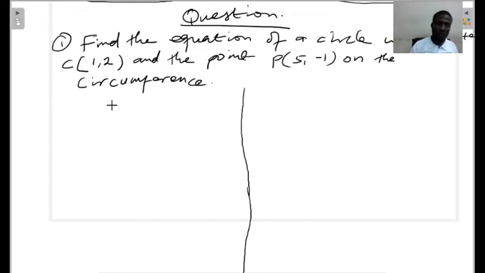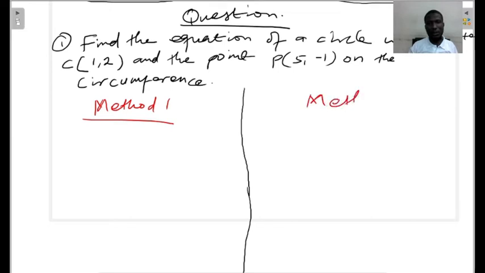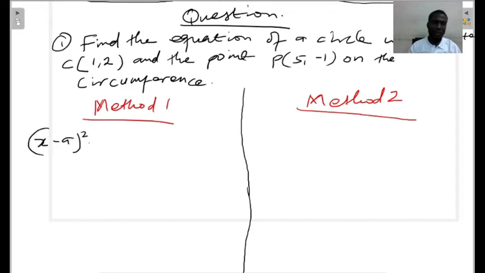So let me call the solution with the equation in the standard form method 1, and let me call this one the general form method 2. Alright, so it will be very important for us to quote the equation in the standard form as x minus a all squared plus y minus b all squared equals r squared, where a and b are the coordinates of the center of the circle and r is the radius of the circle.